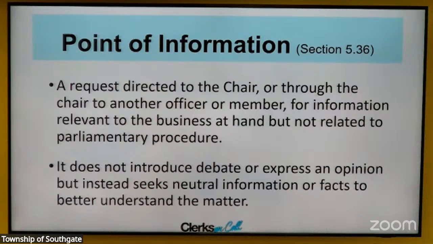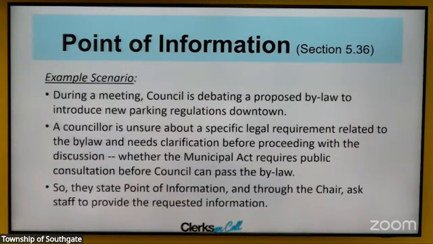It does not introduce debate or express an opinion, but instead seeks neutral information or facts to help council proceed with informed decision-making. So here's a scenario to illustrate this point. During a council meeting, the council is debating a proposed bylaw to introduce new parking regulations downtown.